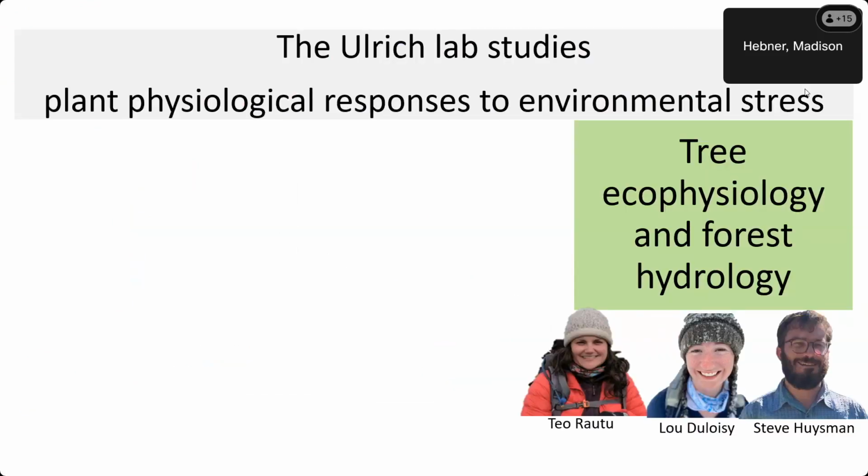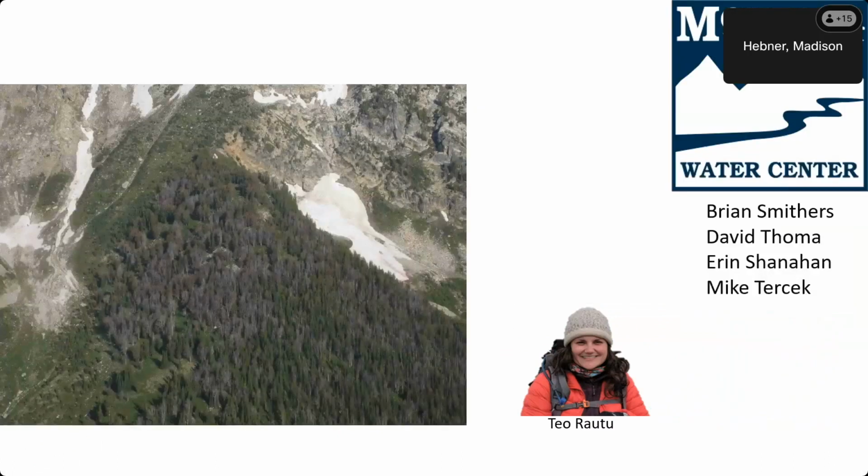Okay, so we're focusing on seedlings, juveniles, really small seeds. Now we're going to scale up to mature trees. I want to highlight Tio Rautu's work, funded by the Montana Water Center, and led by David Thoma, Brian Smithers, Aaron Shanahan, and Mike Tursick, where Tio wanted to examine, with declining whitebark pine populations due to a suite of threats, how does that impact stream flow and snowpack?